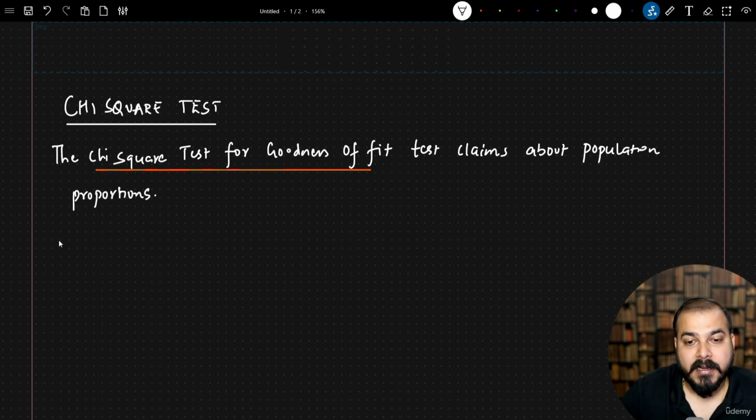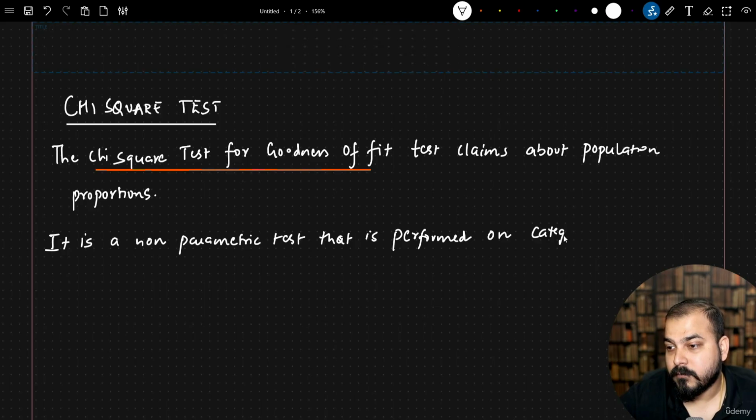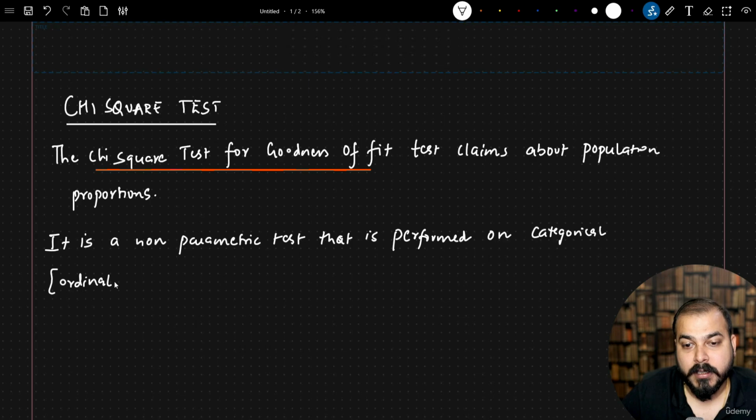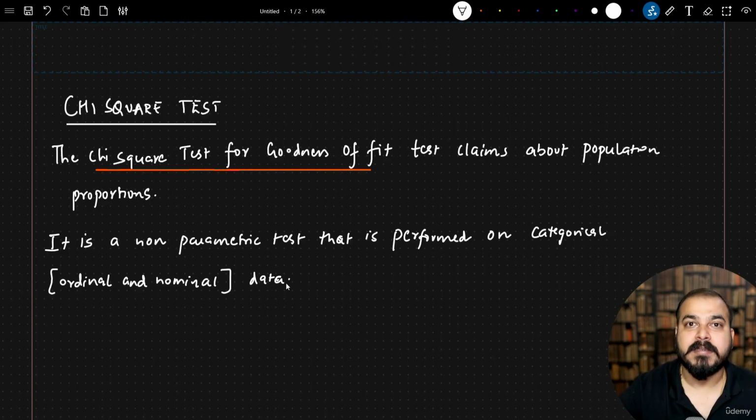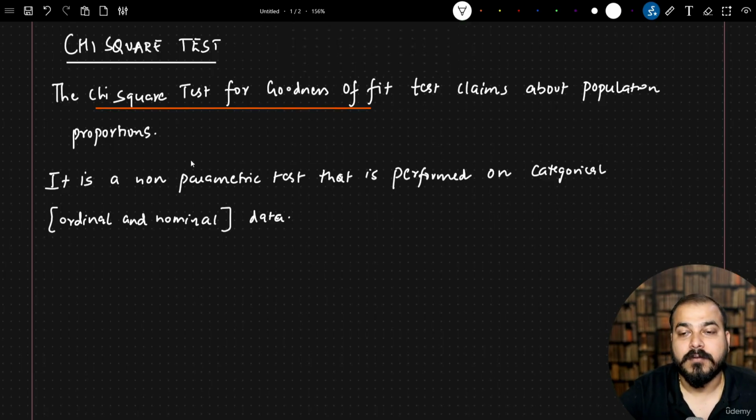If I try to define the chi-square test, it is a non-parametric test that is performed on categorical data. When I say categorical data, we have two types in categorical, specifically ordinal and nominal data. Now let's see some examples, and by that you'll be able to understand what exactly the chi-square test for goodness of fit is.